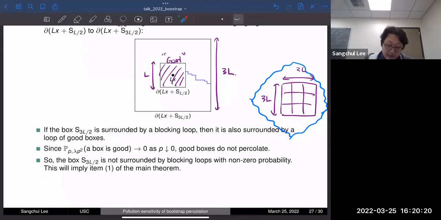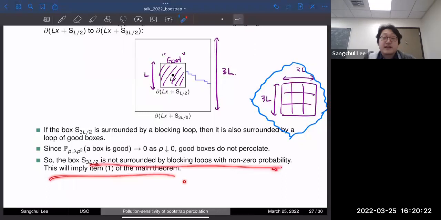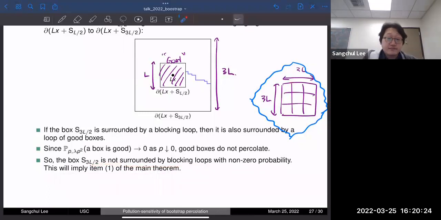Okay, so using that argument, I can show that the infinite cluster occurs with positive probability, and that actually means that the probability of having an infinite cluster is 1.